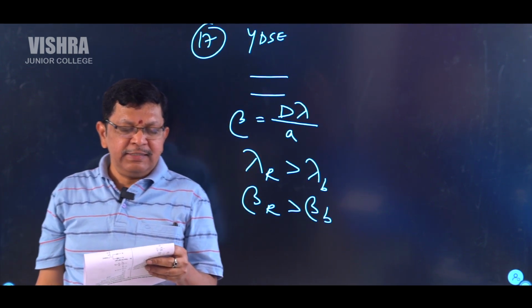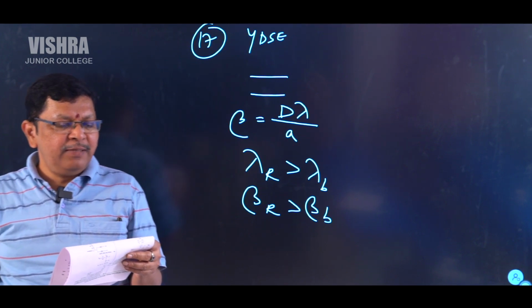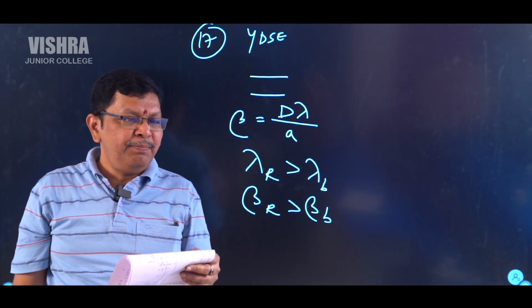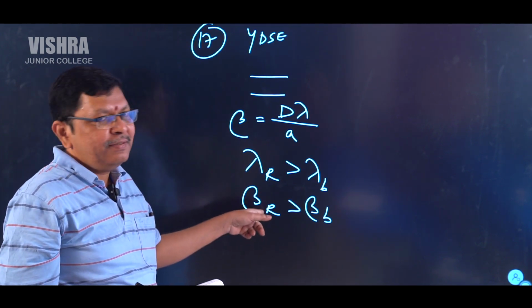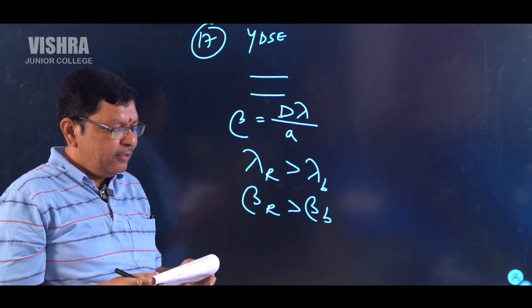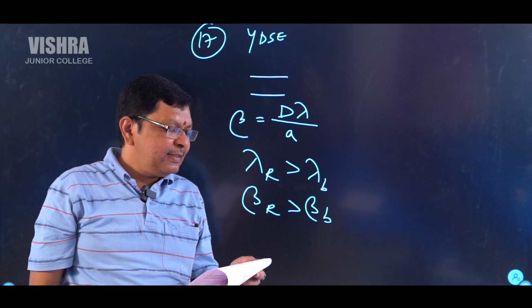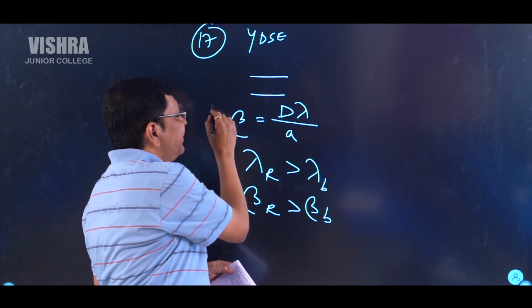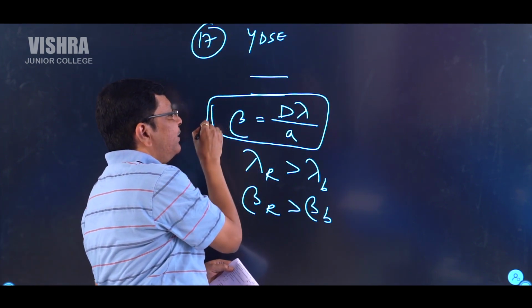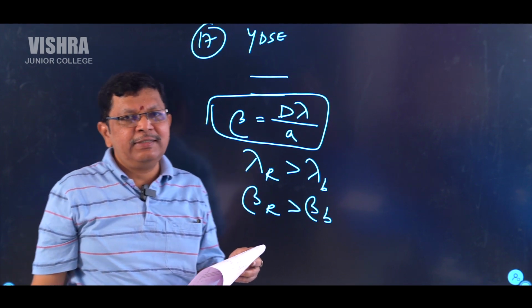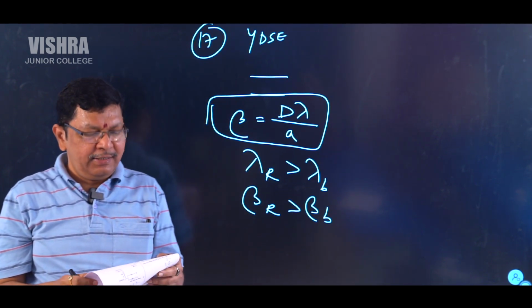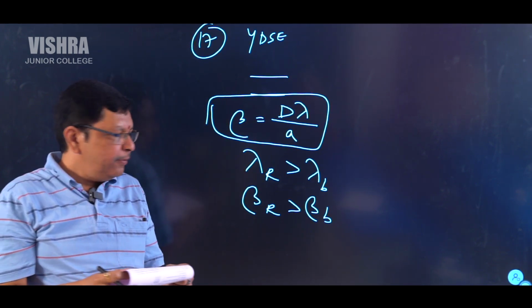I read the assertion once again. In the YDSE setup, red fringes are wider compared to blue ones. Red fringe width is more, so they are wider compared with blue. And the reason is that fringe width is directly proportional to wavelength. So it is also a correct statement. That's why the assertion is correct and the reason is also the correct reason for it. Let me go to the next one.